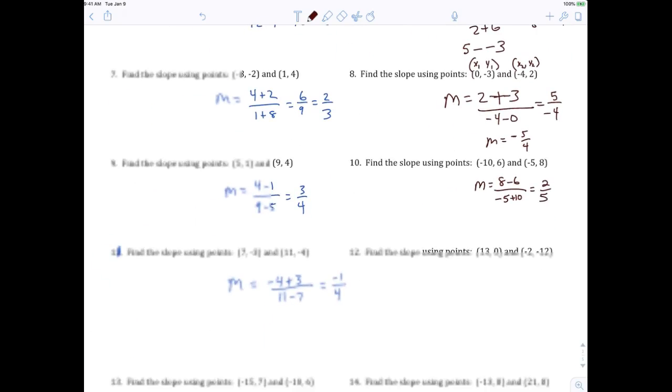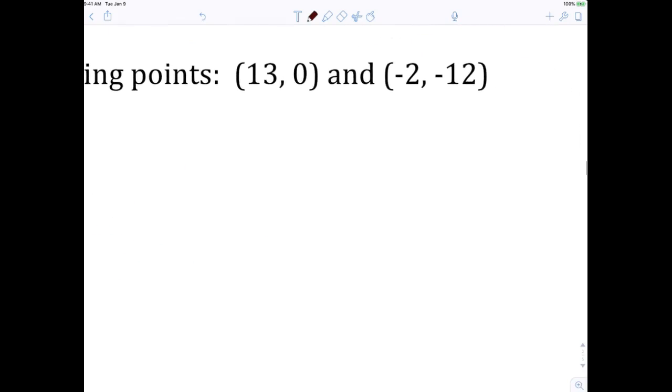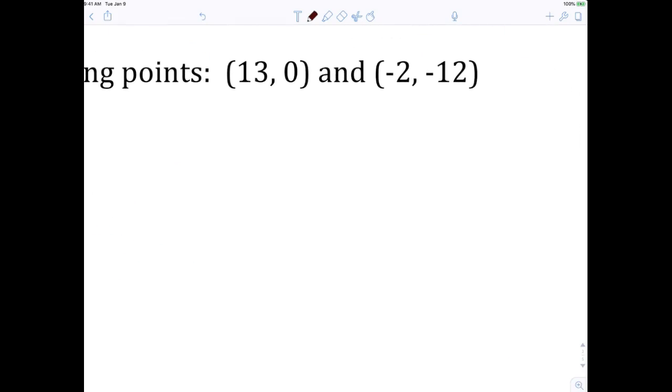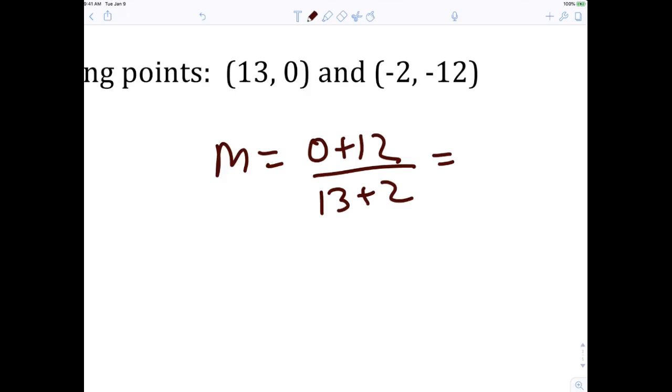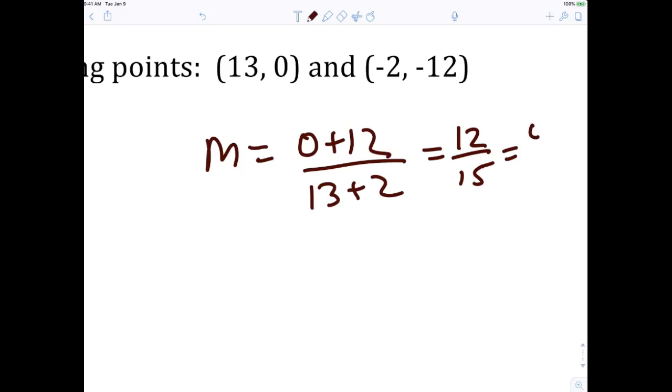Diesel, you ready? You think you're with me? Would it be equals 4 over 5? But I want you to tell me how to do it. You do 0 plus 12, 0 plus 12, divided by 13 plus 2. Good. And then you get 12 over 15, which is 4 over 5. Thank you. Very good work. Very good. You get like the other way, like 13 plus 2. Yes. But say it again.